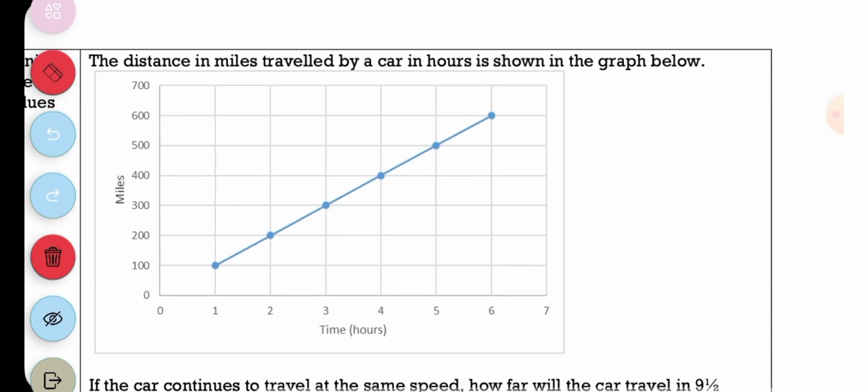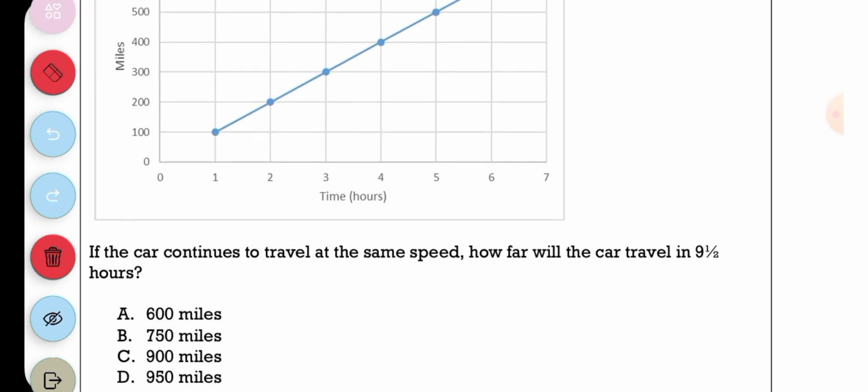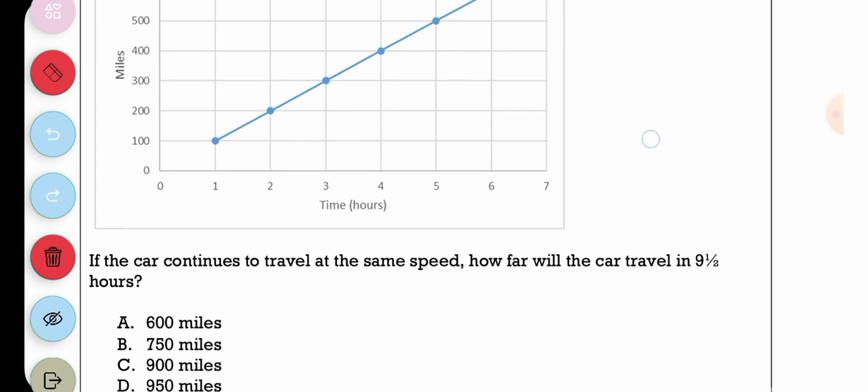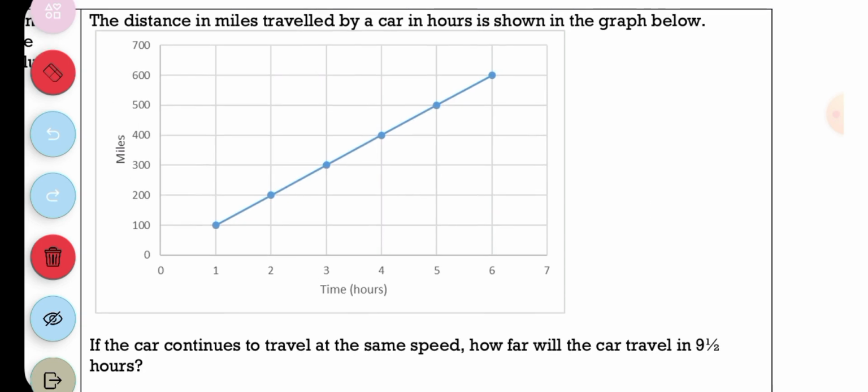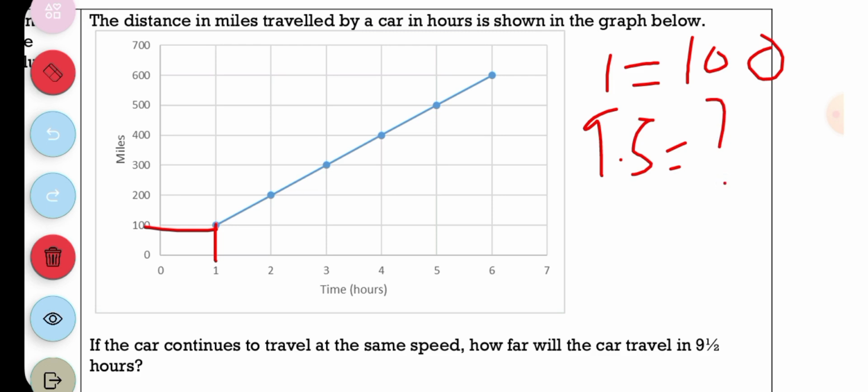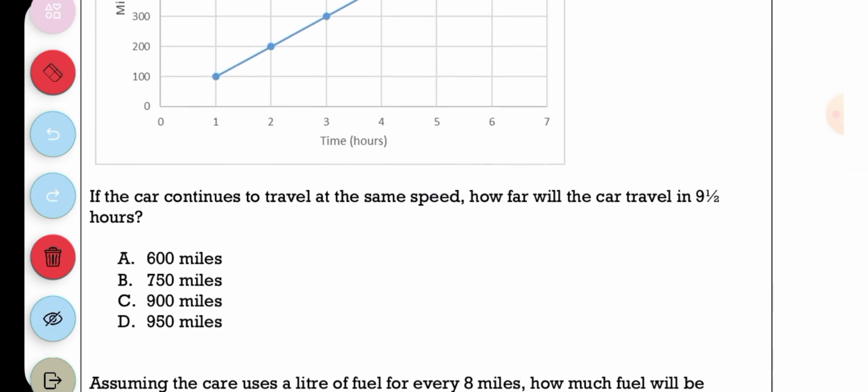Okay, so let's read the heading. The distance in miles traveled by a car in hours is shown in the graph below. It says, if the car continues to travel at the same speed, how far will the car travel in 9.5 hours? We can't read from the graph here, but we can do a simple ratio and proportion. If 1 hour is giving us 100 miles, then we can equate 1 equals 100. If 1 equals 100, then 9.5 equals what? We're expecting more, so we should multiply. So 9.5 over 1 multiplied by 100, we're going to end up with 950 miles. So our answer for this question is D.